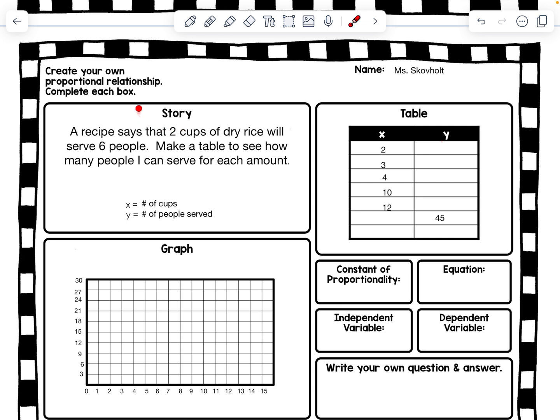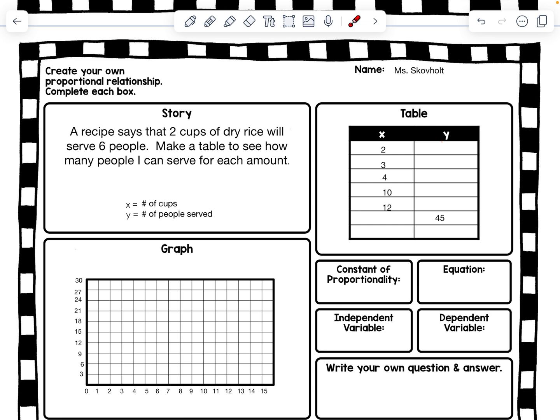So we have a story, and the story involves making rice. We're going to represent this proportional relationship on a table, on a graph, and then we're going to answer some questions on the right. So let's start reading the story. A recipe says that 2 cups of dry rice will serve 6 people. Make a table to see how many people I can serve for each amount.